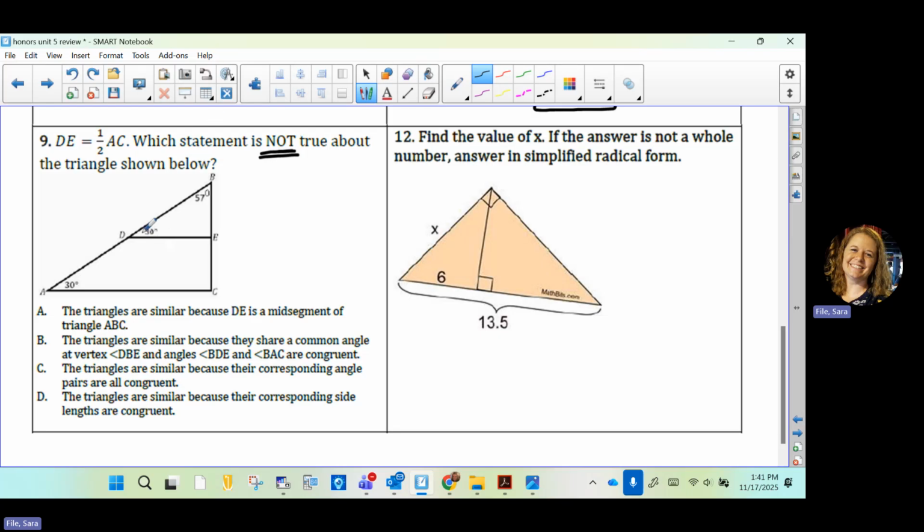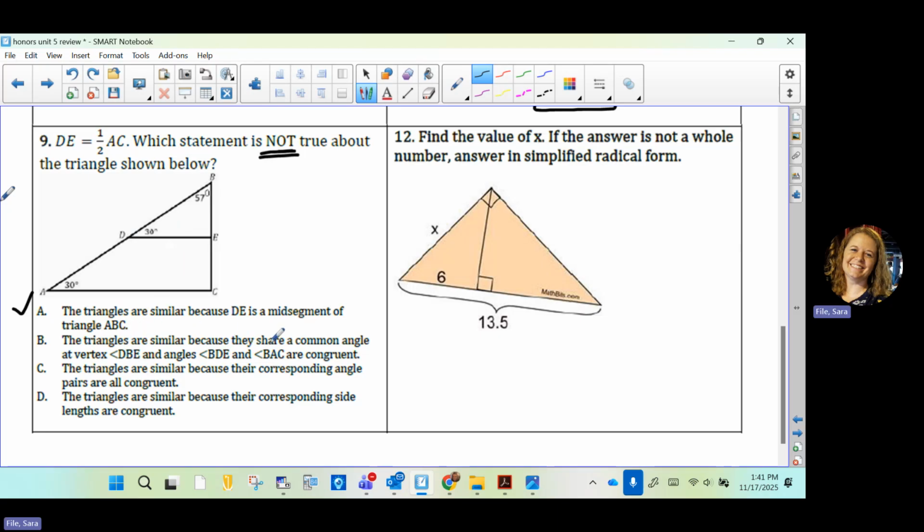Okay, the triangles are similar because DE is a mid-segment of ABC. Yeah, when that relationship, for that to be half of this length, these must be parallel, and D and E must be midpoints. So that's a mid-segment. So that's true. If that's a mid-segment drawn, you're creating a nested similar triangle.